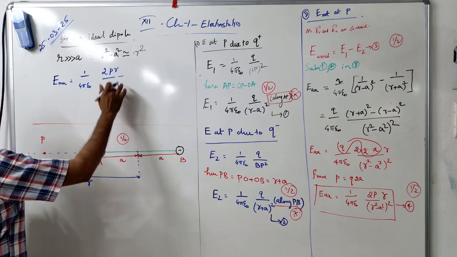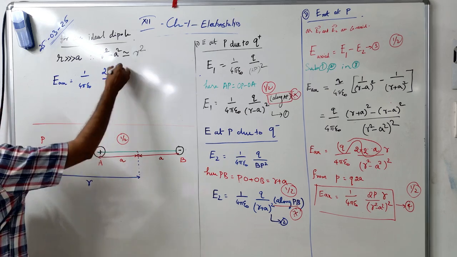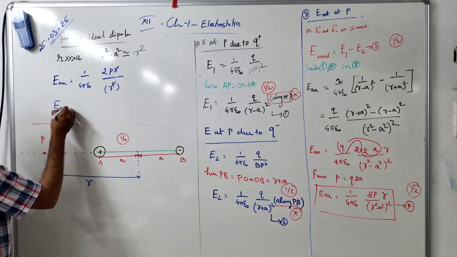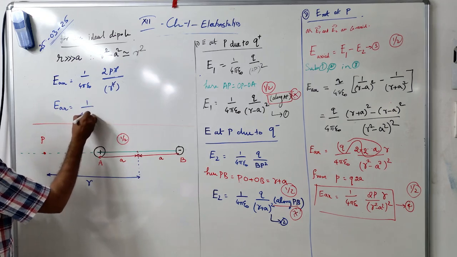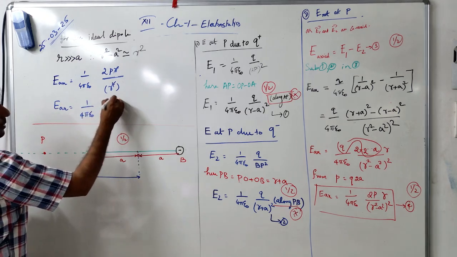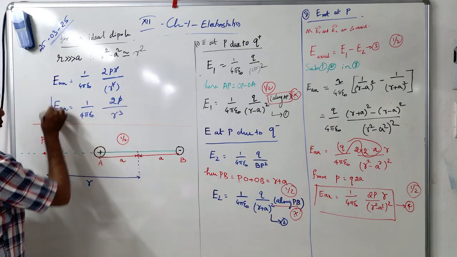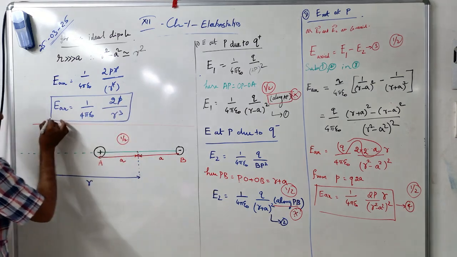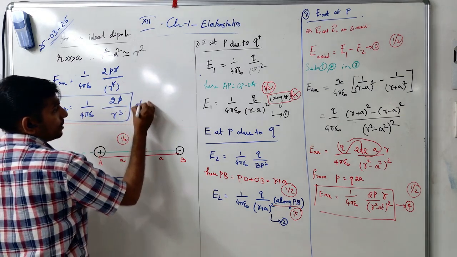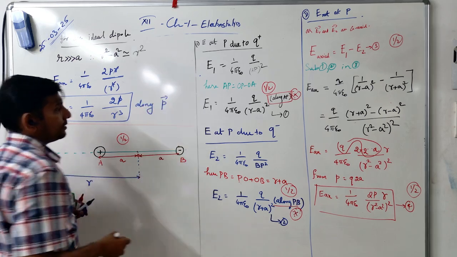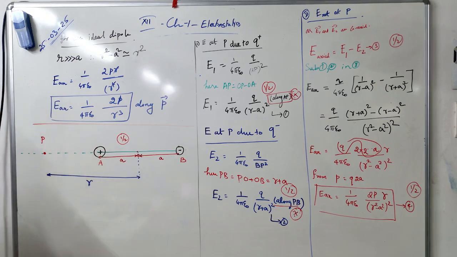So I can just write this as r to the power 4. Now I can cross this. I can write the entire answer as E axial is equal to 1 by 4 pi epsilon naught, 2p divided by r cube. And the most important answer here is along the direction of p vector.